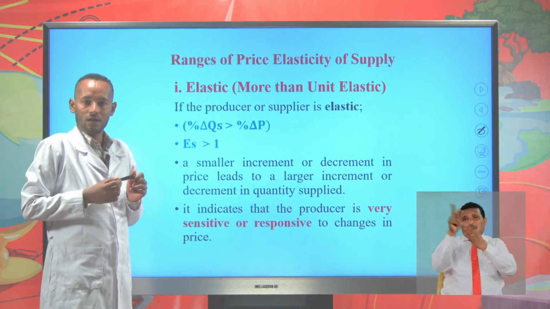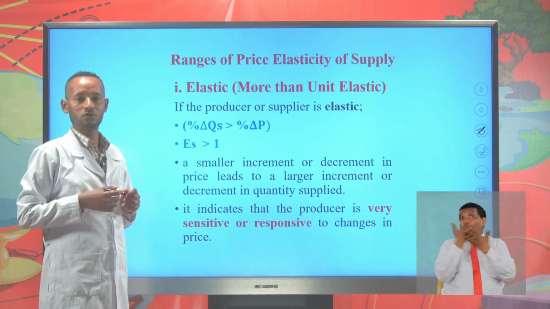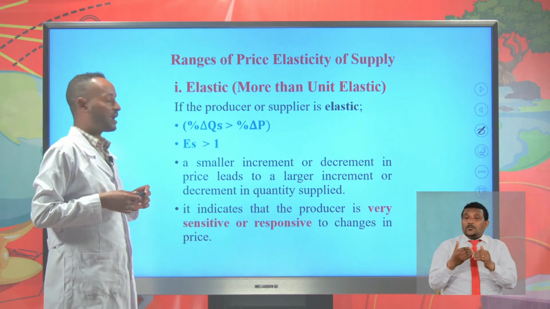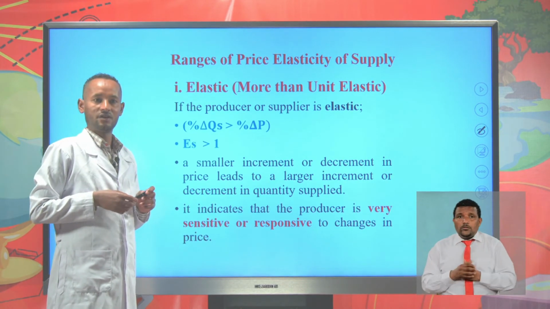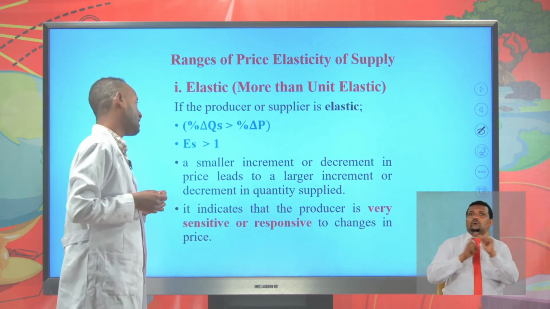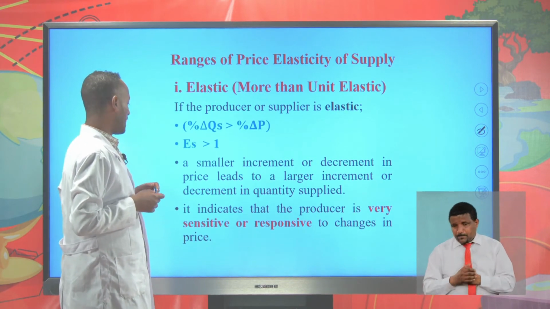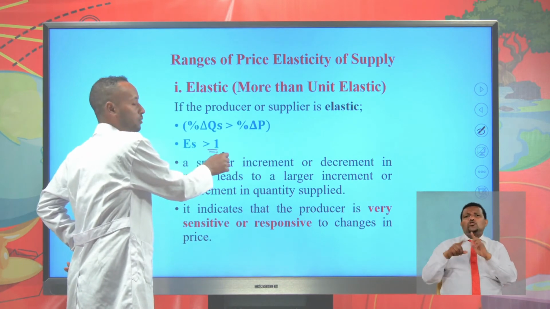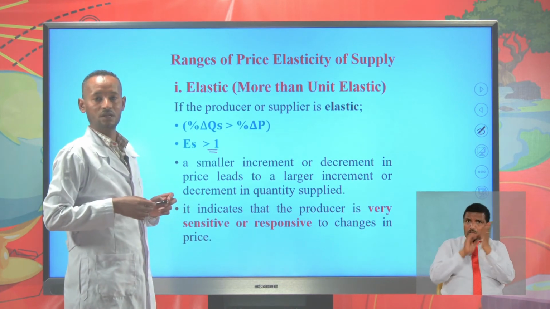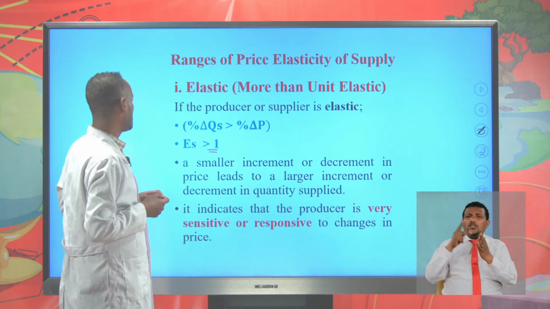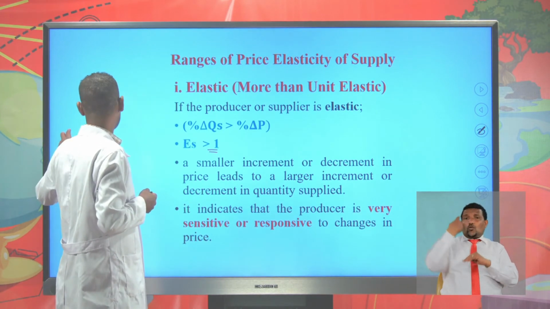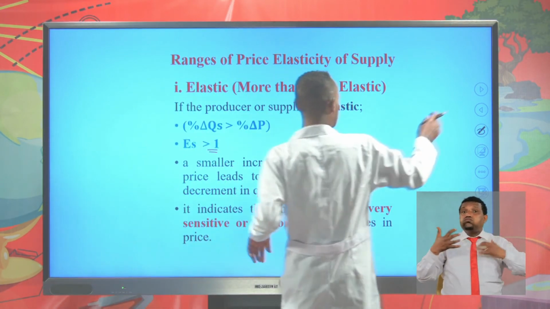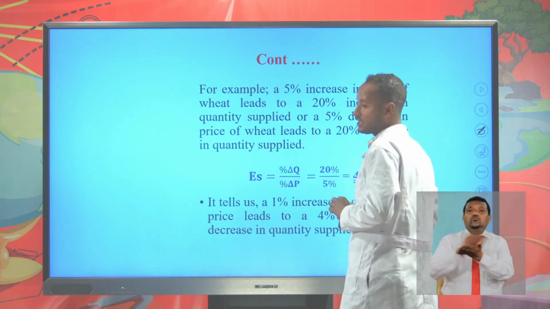That means if a little change in price of a commodity leads to a higher change in quantity supplied, then the supplier is said to be elastic, indicating that he is very sensitive, very responsive to changes in price of a commodity. Mathematically, the price elasticity of supply value is greater than 1. That means after calculating the price elasticity of supply, if you get an elasticity of supply value which is greater than 1, then the supplier is said to be elastic, indicating that he is very sensitive or very responsive to changes in price of a commodity.